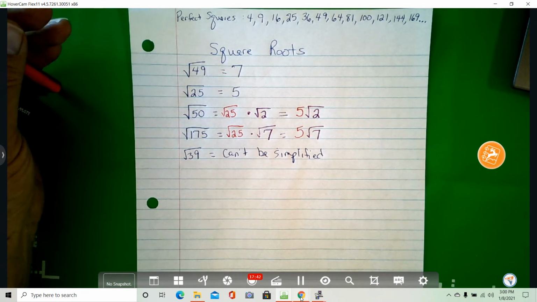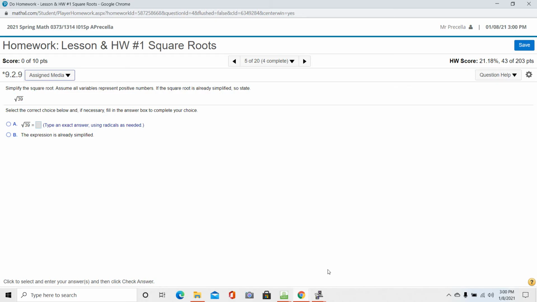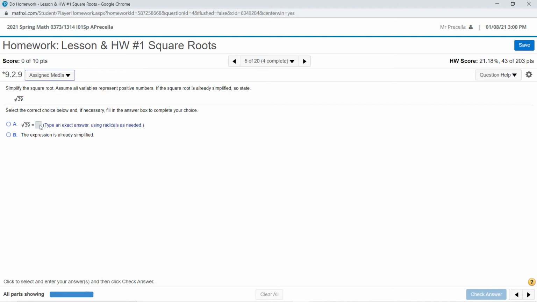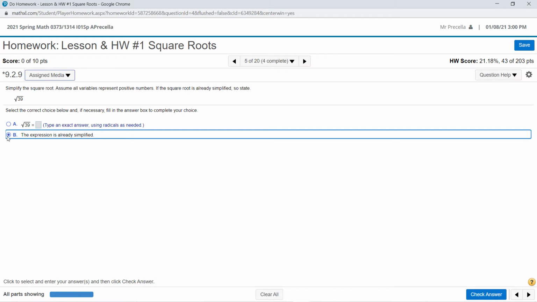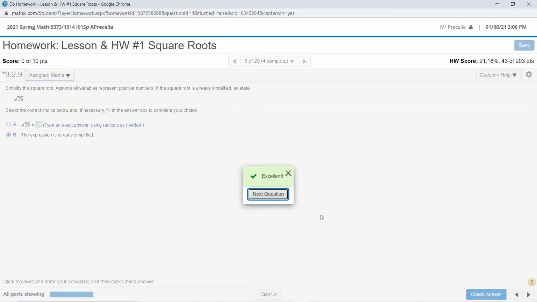The square root of 39. You would click here if we were going to be able to simplify it. But here it says it's already simplified. It can't be simplified anymore. So there it is. Okay.